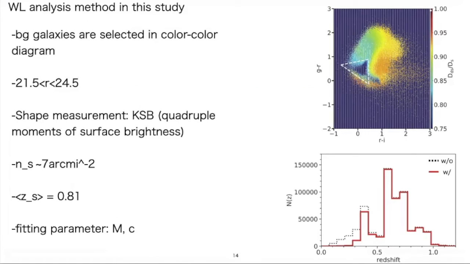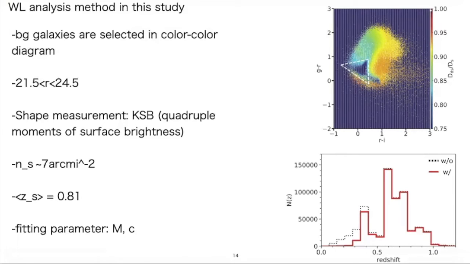Okay, so from now I want to briefly introduce our weak lensing analysis method. Background: in order to measure the mass using weak lensing, we need to use the background galaxies, because only background galaxies are affected by the gravitational lensing effect. If we use galaxies in front of the lens, this causes some systematics in the weak lensing signal. So we want to exclude such galaxies and only select the background galaxies.